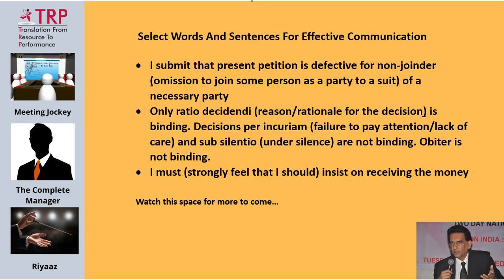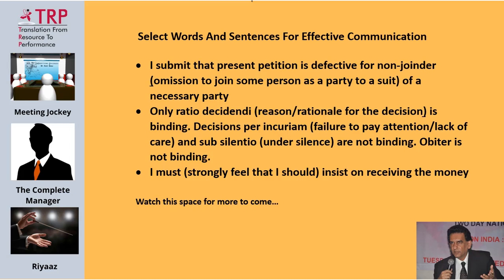My fourth sentence in this capsule is, only ratio decidendi is binding. Decisions per incuriam and sub silentio are not binding. Obiter is not binding. Now, ratio decidendi refers to the reason or rationale for the decision. It is actually the principle which determines the judgment.